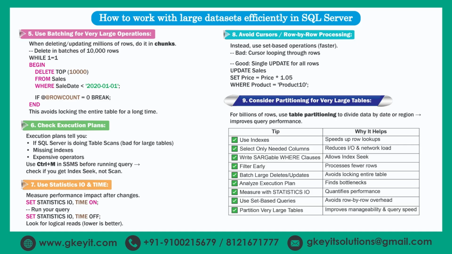If you write SARGable WHERE clauses, it allows index seek. Filter early, that means it processes fewer rows. Batch large deletes or updates, which avoids locking the entire table. Analyze the execution plan, it finds the bottlenecks in the query. Measure with STATISTICS IO, that means it quantifies performance. And coming to using set based queries, it avoids row by row overhead, that is cursors. If you use cursors, avoid them and use UPDATE instead.